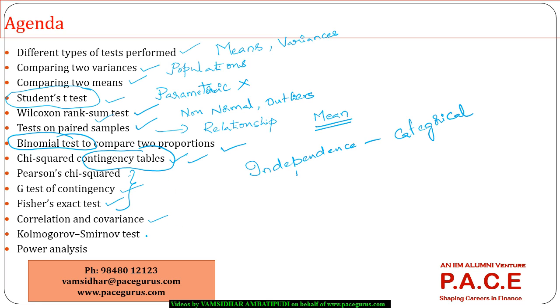We will try to look at the Kolmogorov-Smirnov test, or KS test, wherein we are trying to compare the data with a particular distribution. Is this data following a normal distribution? Is this data following an exponential distribution? That is what we will do using the Kolmogorov-Smirnov test. And towards the end, we will end this session by performing a power analysis of a particular test and trying to assess what is the power of our test for this particular sample of data.